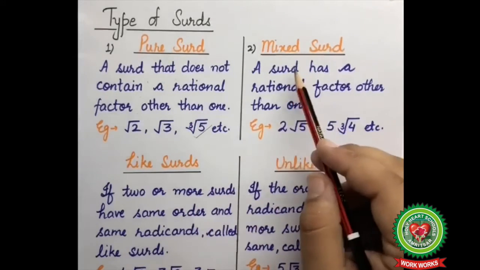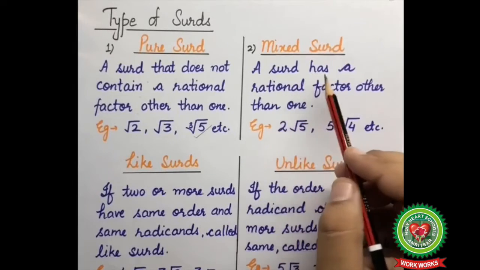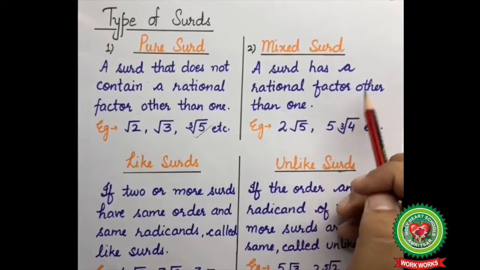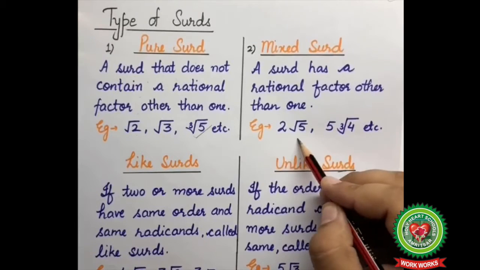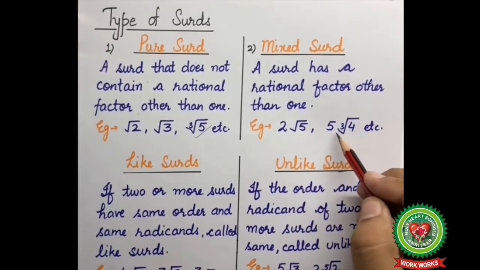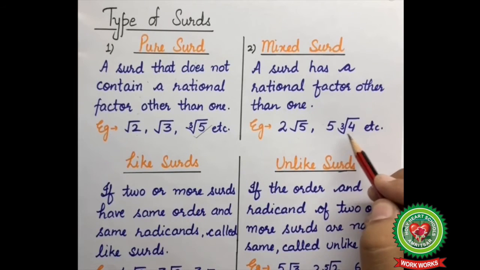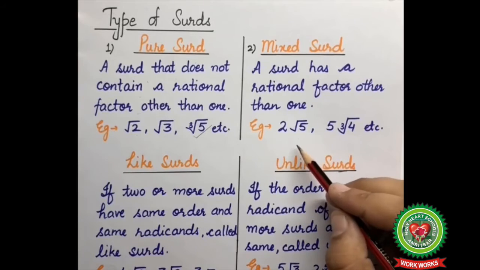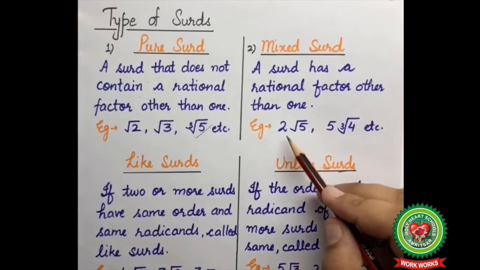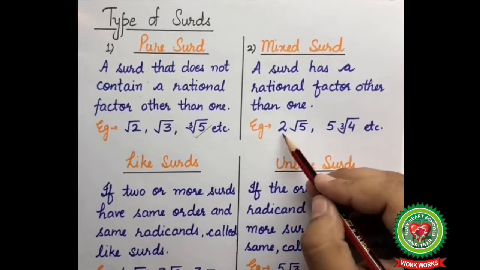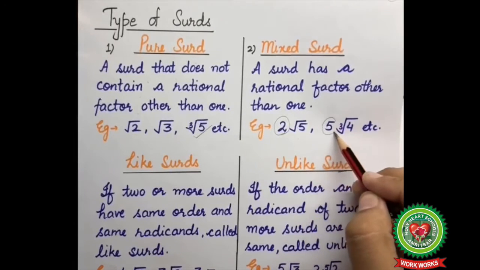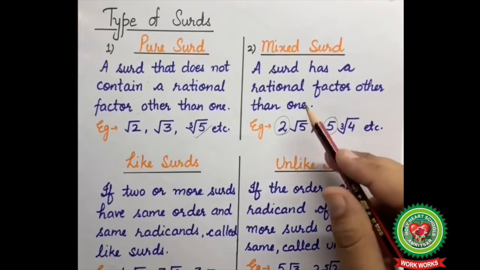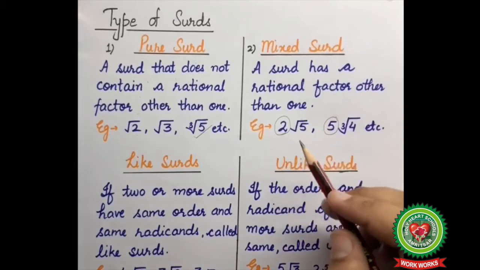Now the mixed surd is a surd which has a rational factor other than 1. For example, 2 under root 5 or 5 cube root of 4. So in these two examples, the rational factor is other than 1. In this case, the rational factor is 2. And in this example, the rational factor is 5, which is other than 1. So they are called mixed surds.